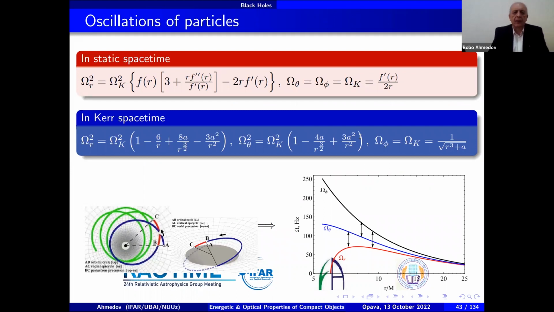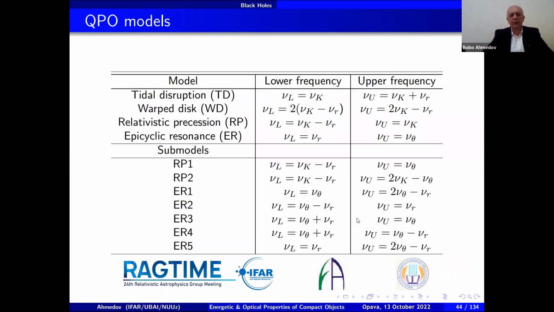Another thing which can be studied through particle motion is the quasi-periodic oscillations of the particles, and we can compare the resonance frequencies for the different models, for example, the warped disk model or the precessing model. Looking at the frequencies in the different directions, we can compare them at the resonance frequencies and get constraints from the quasi-periodic oscillations.